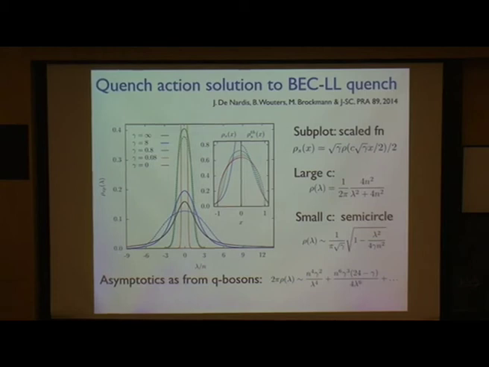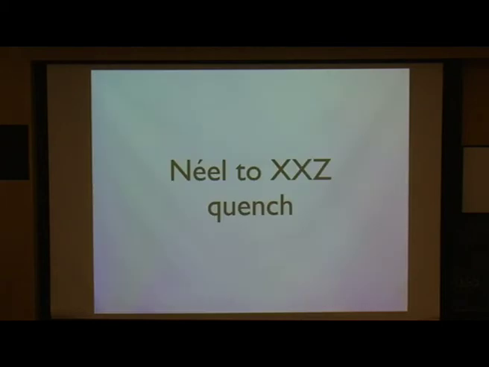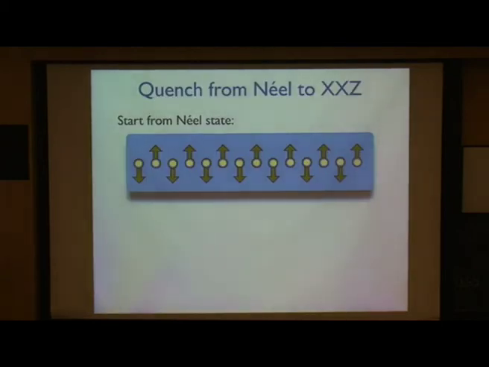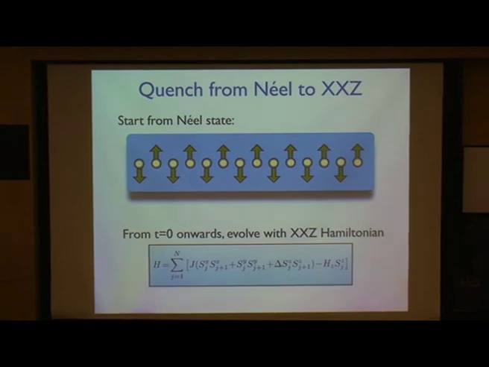Essentially, all the conserved charges were infinity, so it was the first example of a failure of the GGE. Now, very recently, the same thing has been done for a different quench, in quantum magnets. Here the idea is that we start from a pure Néel state at t equal to 0. This is an eigenstate of the Ising model, delta is infinity. And then we quench to XXZ. We quench to this Hamiltonian, and then we see what happens.